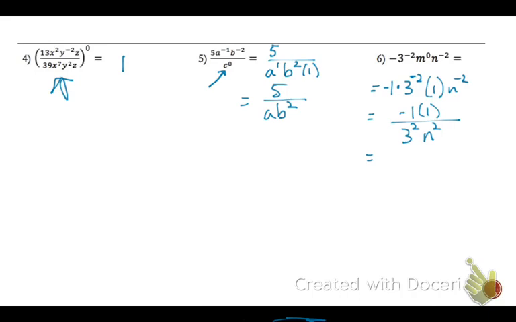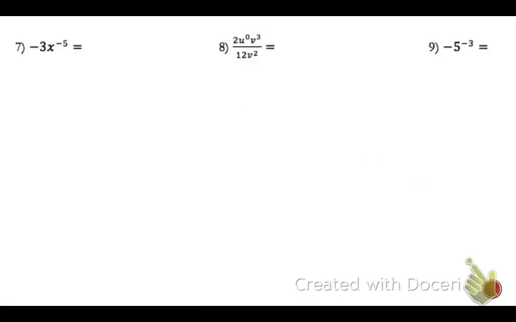Negative 1 times 1 is negative 1. 3 squared is 9 over n squared. Now with these, just remember taking one term at a time to simplify. Okay, 7, 8, 9, taking one term at a time.